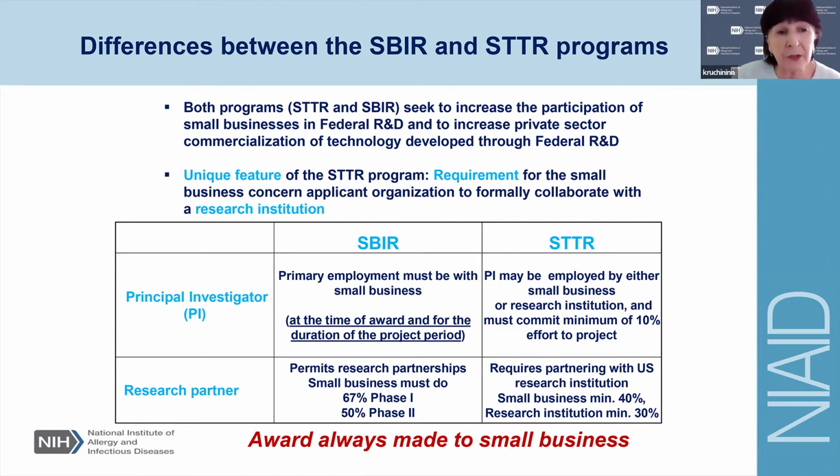Another major difference is the principal investigator. For the SBIR program, the PI needs to be employed by the small business at the time of the award and during the duration of the award. For the STTR program, the principal investigator may be employed with the small business or with the research institution, and a minimum of 10% effort is required for the project.